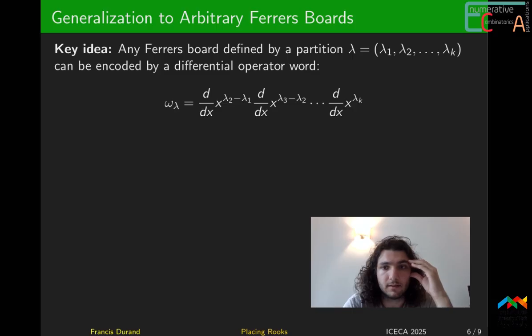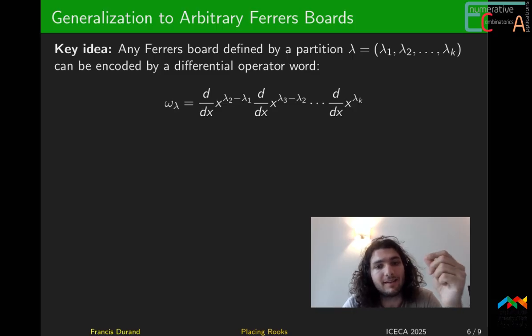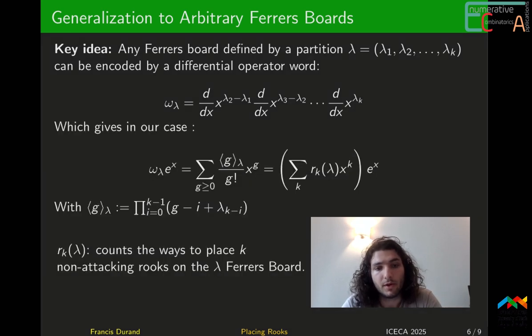With this being said, we can write the word in d by dx and x associated with a Ferrers board in the following way. We can apply this operator to the exponential function. By applying the Leibniz rule for differentiation multiple times, we get that it equals a polynomial times e to the x. This polynomial is known as the rook placement polynomial.